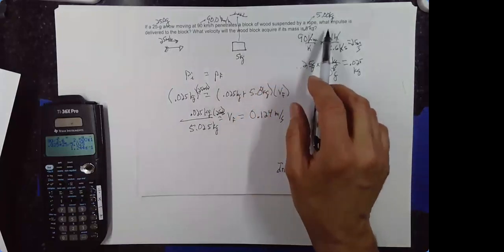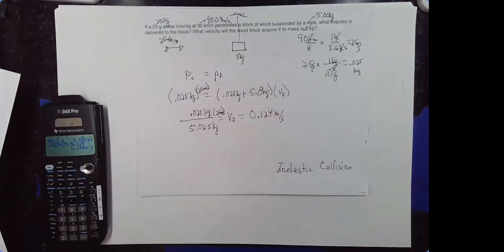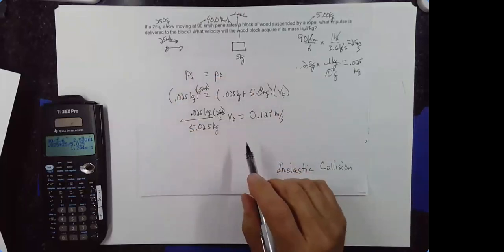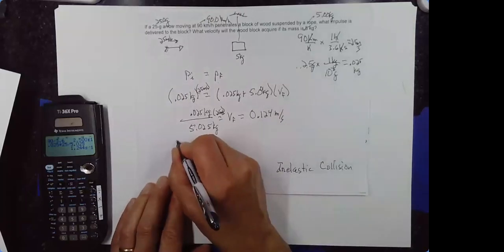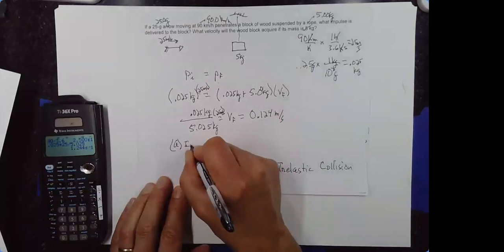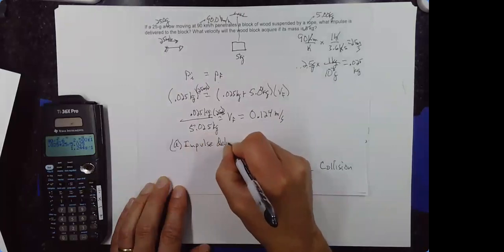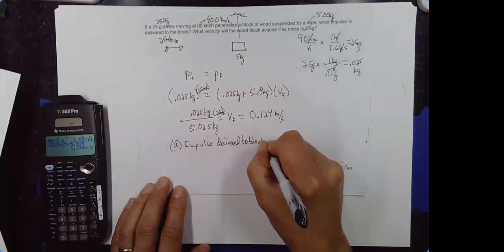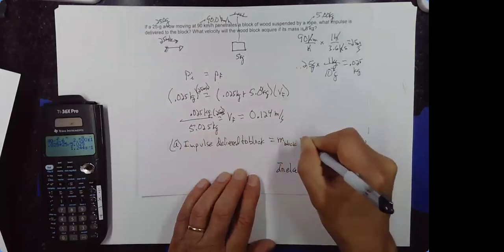The first question asks, what impulse is delivered to the block? What did I say? It's the speed of the arrow-block combination. I hope I said that. Anyway, the impulse delivered to the block will just be the momentum of the block. And so part A, impulse delivered to the block, is going to equal the mass of the block times that V final.